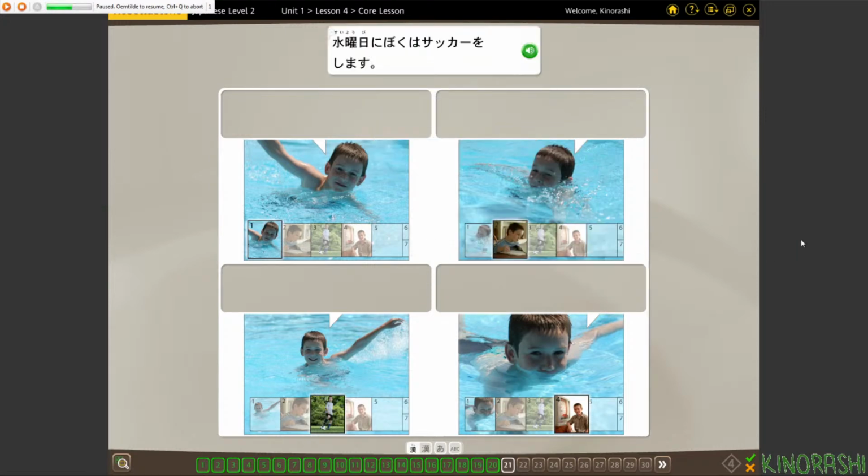水曜日に僕はサッカーをします。水曜日, Wednesday, water day.